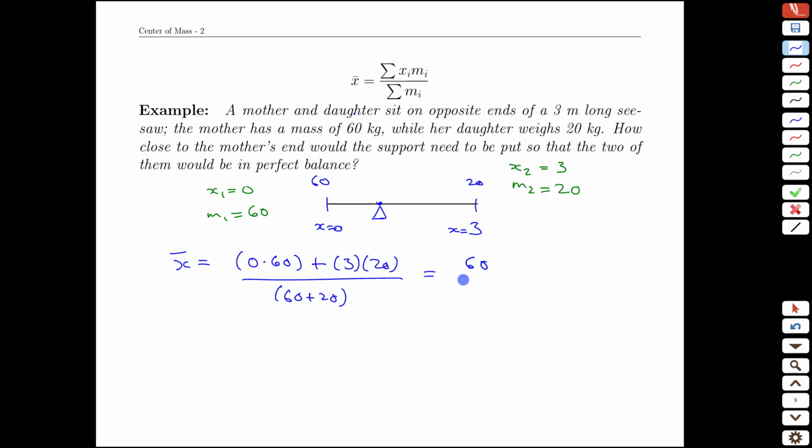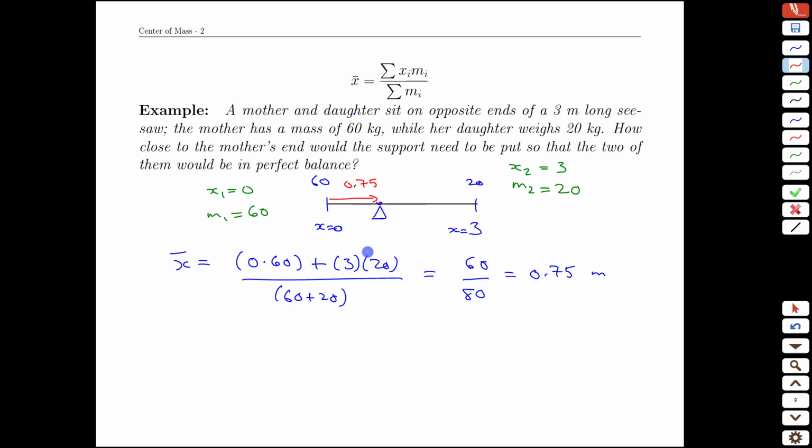Calculation-wise, we end up with 60 over 80, or 0.75, and this is a center of mass. You can check the units yourself, but that's going to be in meters. It's a distance. And specifically, that distance is 3/4 of a meter along this seesaw. So if we put the center of mass there, that would be a perfect tipping point to keep the mother and daughter balanced on this beam.